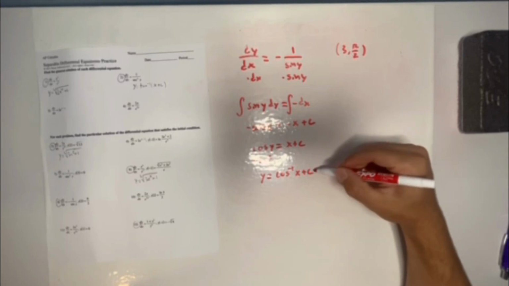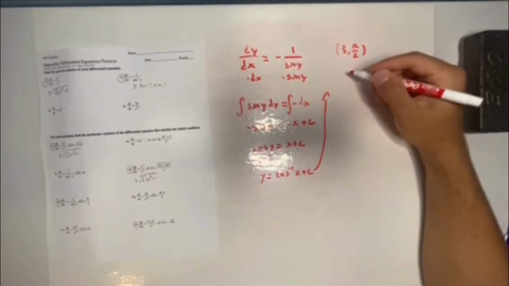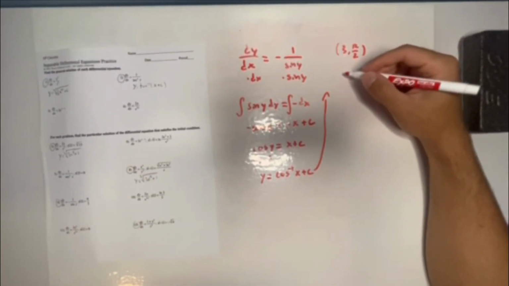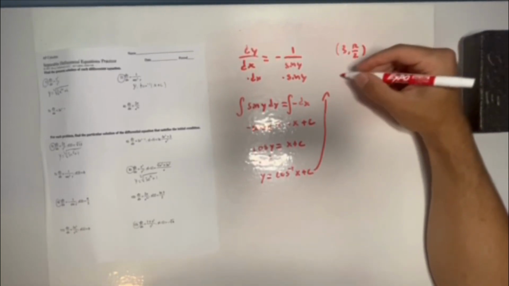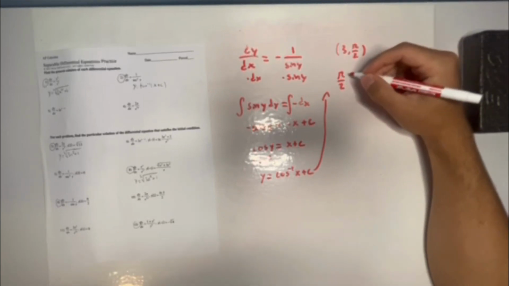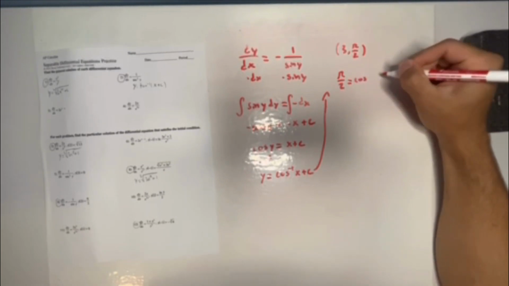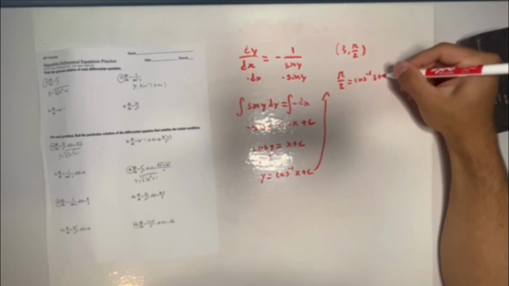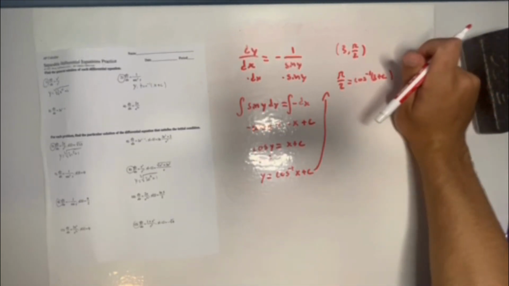So now we can go up over here to our coordinates. We can plug them in, and we get pi over 2 equals cosine inverse of 3 plus c. And now this is kind of funny.